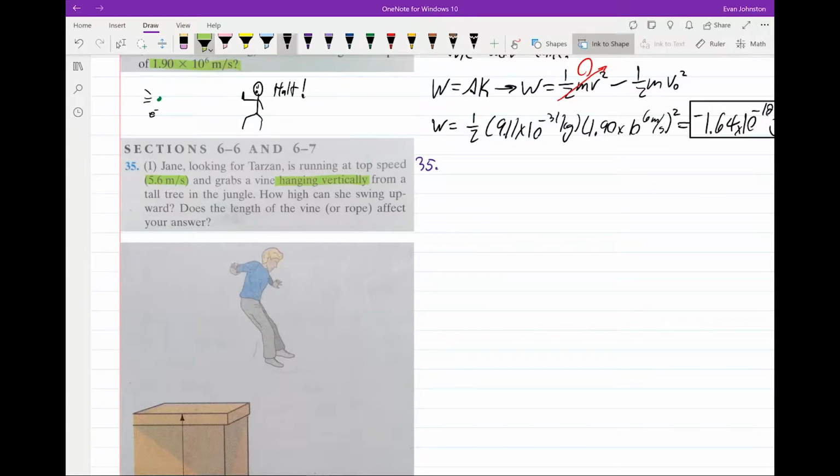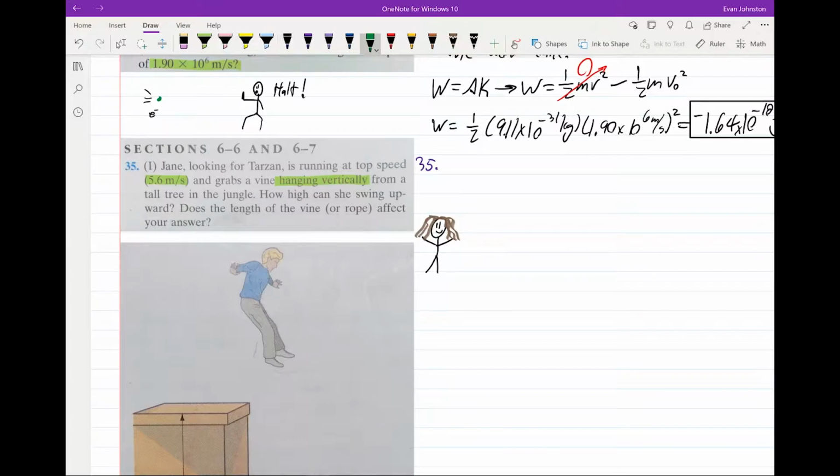Okay, so we have Jane here essentially. So let me draw Jane really quick. Jane looks like all my other stick people apparently. No, we can give her some hair. There we go. That's much better. Now she looks a little more feminine, or maybe it's just to do with long hair. I'm not sure. And she's running at top speed, and she grabs this vine.